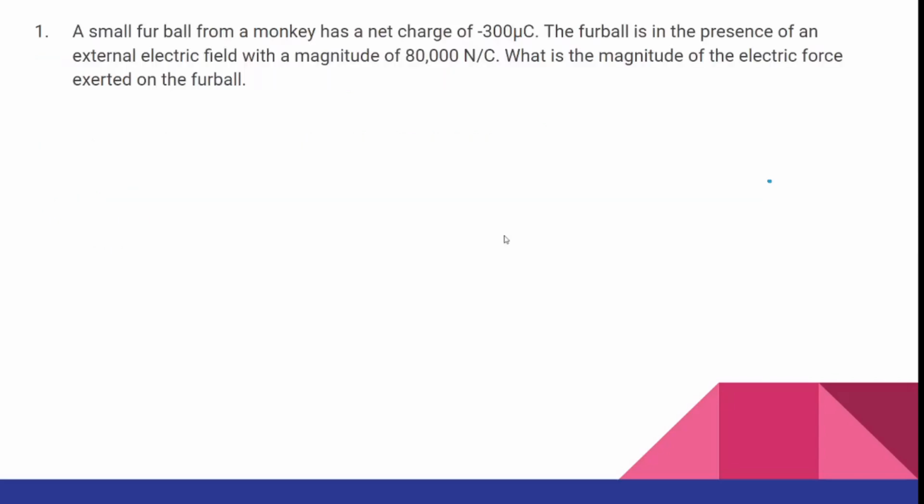For our first question, a small fur ball from a monkey has a net charge of negative 300 microcoulombs. The fur ball is in the presence of an external electric field with a magnitude of 80,000 newtons over coulombs. What is the magnitude of the electric force exerted on the fur ball? All right. In order to find this, we first have to use one of our given equations. F_E is equal to Q times the electric field.